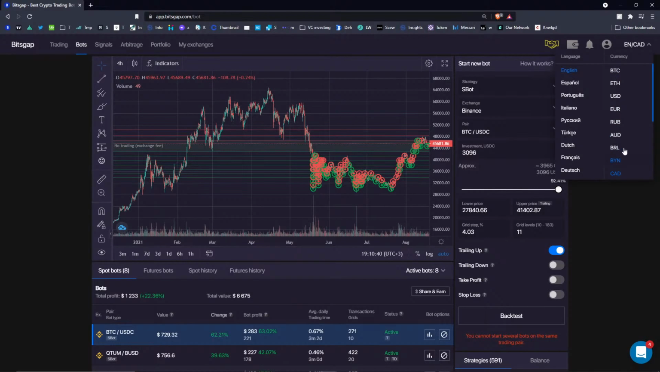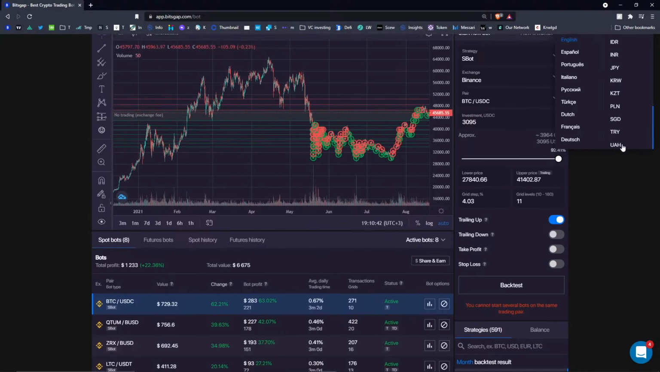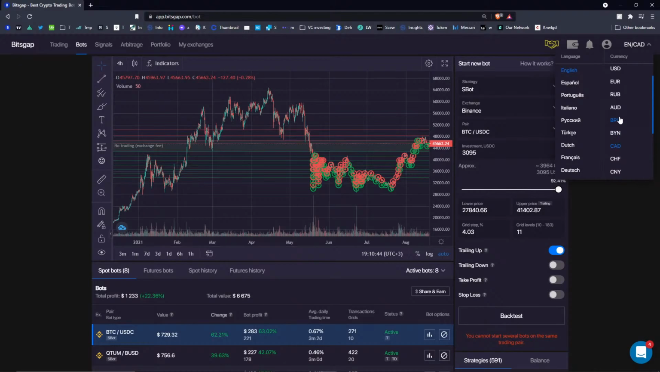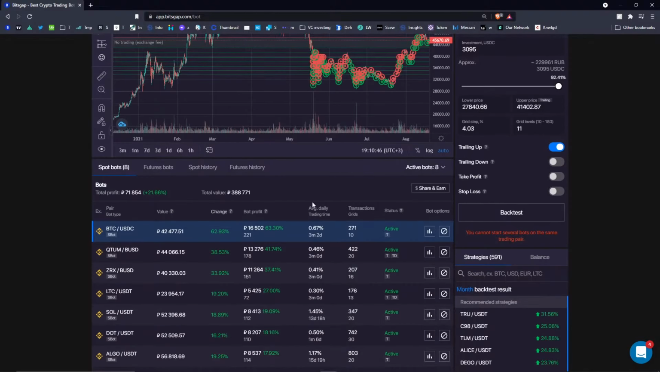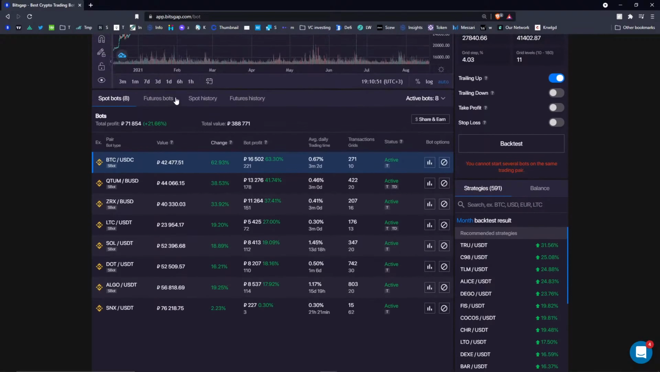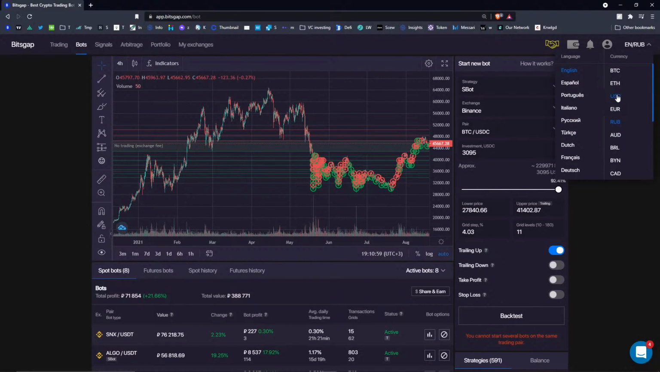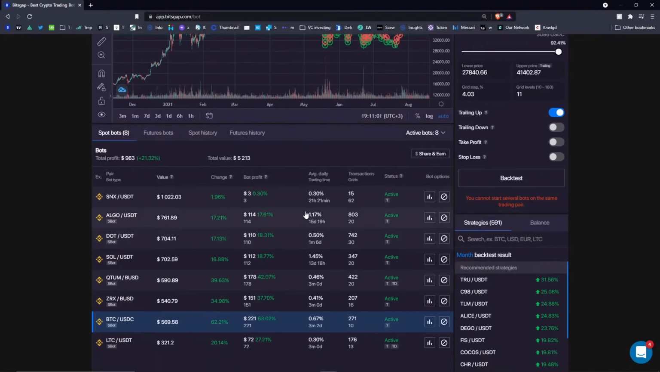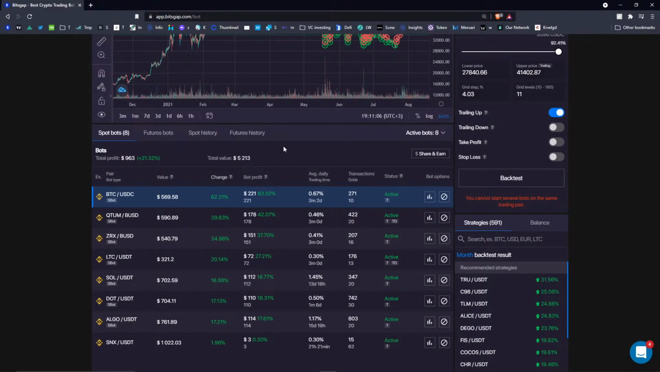You can also see that in other currencies, like let's say maybe ruble. Yeah, you see that changes. And you can also sort your bots by the value you invested in, let's say in rubles, or again maybe in USD. That's something that you can always change depending on your native currency preference.